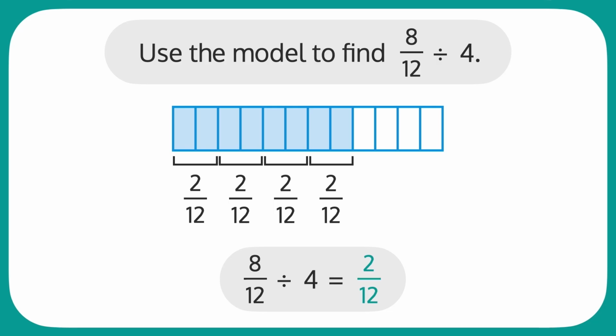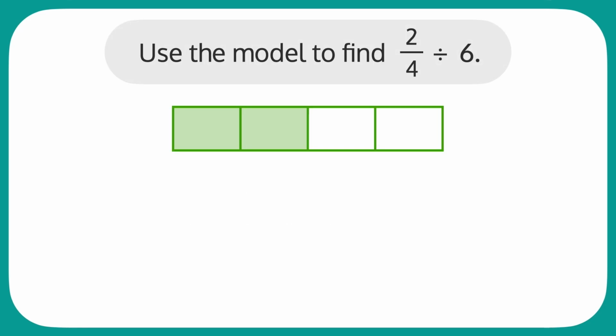Excellent. Let's keep going. We'll use this model to find 2/4 divided by 6. Our bar representing one whole is broken into fourths, and 2/4 are shaded. We want to divide this amount into 6 groups, but we can't divide 2 parts into 6 groups. That's not enough parts. What if we split each fourth into 2 smaller parts? Then there are 4 shaded parts, which still isn't enough to make 6 equal groups.